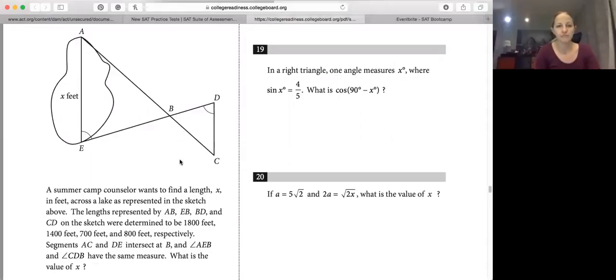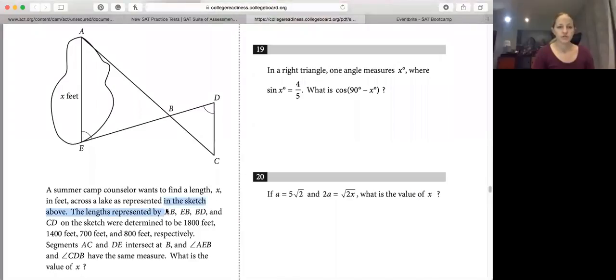diagram. So the lengths represented by AB, EB, BD, and CD on the sketch were determined to be 1,800 feet, 1,400 feet, 700 feet, and 800 feet respectively. So let's take a look then.